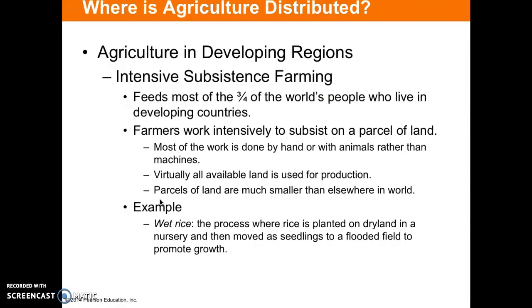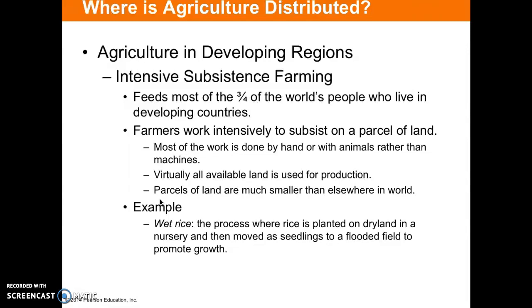Intensive subsistence farming. These are people who are working intensively on a piece of land to grow a lot of crops. Most of the work is done by hand or by animals. They don't have a lot of machines. And they use all the land possible to produce the food they need. These parcels of land are smaller than elsewhere in the world because they are still growing food for themselves, and maybe if they have extra, they sell some. This feeds about 3/4 of the world's people who live in developing countries.